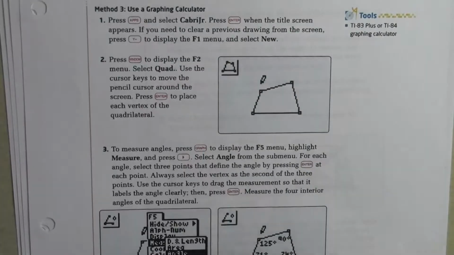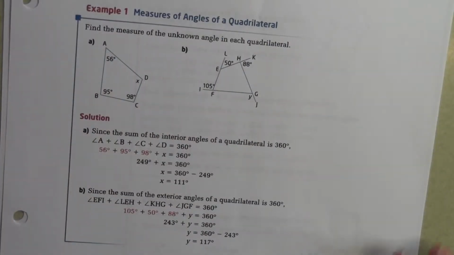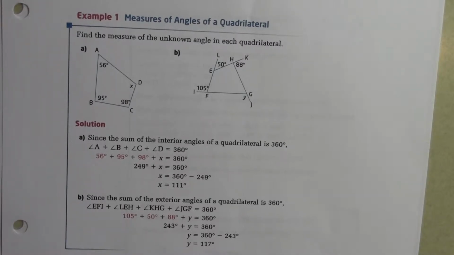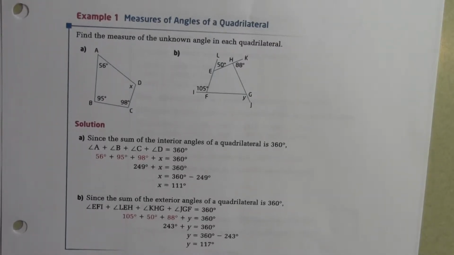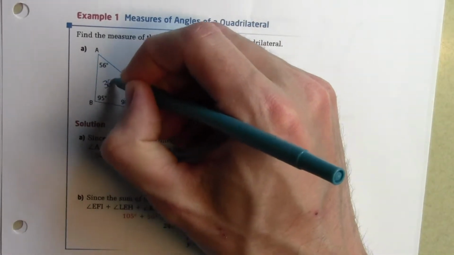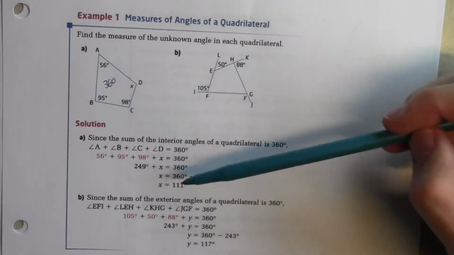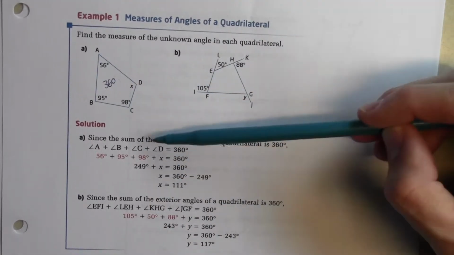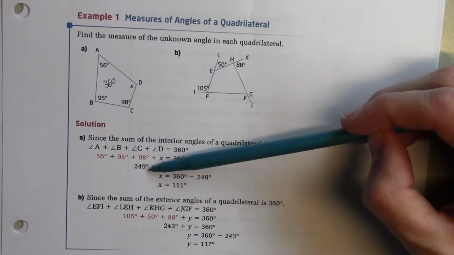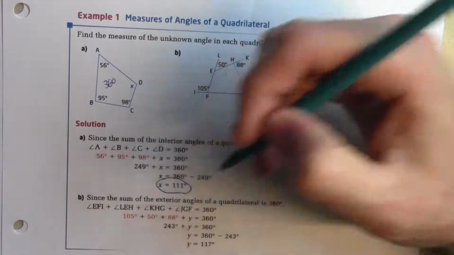That will take us, graphing calculator we definitely won't need, to example 1. Find the measure of the unknown angle in each quadrilateral. So x here, we're going to take 360, we know, is the sum of the interior angles, and just minus each one of these. Okay? So that's what we're doing here. 360 is equal to the sum of all the interior angles, 360 minus all of the other interior angles, 249. We get x equals 111.